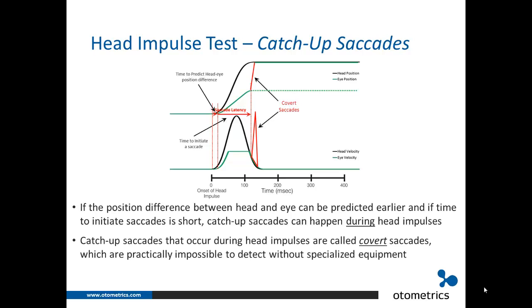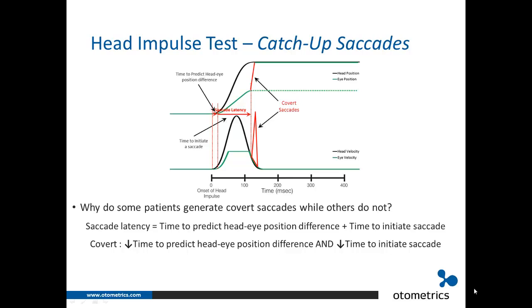Catch-up saccades that occur during head impulses are called covert saccades because they are virtually impossible to detect with the naked eye. Covert saccades are the main reason that one needs video recording of eye movements during head impulses. An important question comes up regarding catch-up saccades. Why do some patients generate covert saccades while others do not?